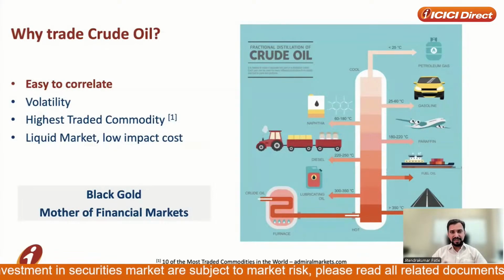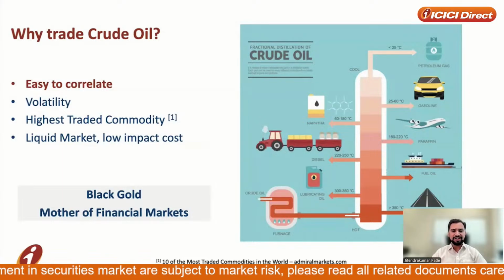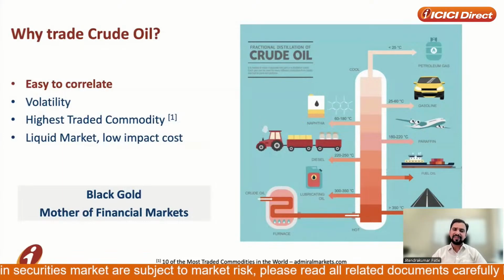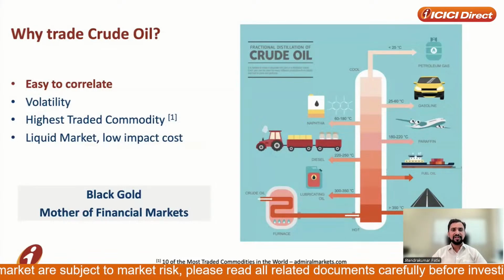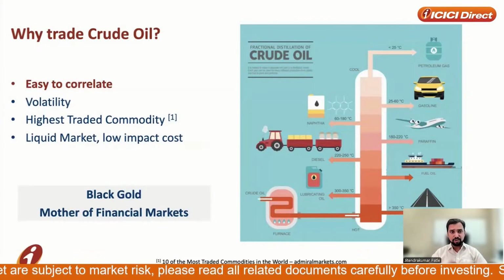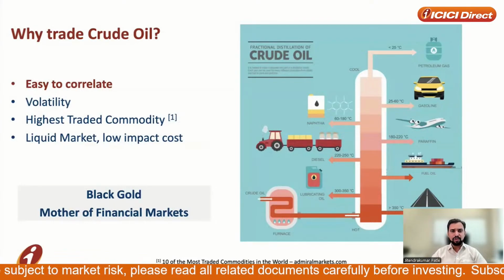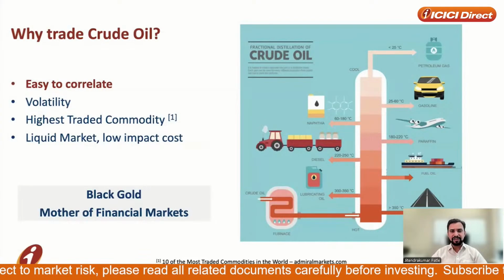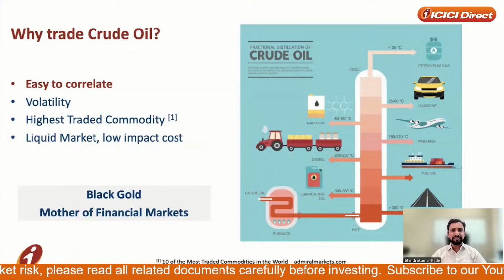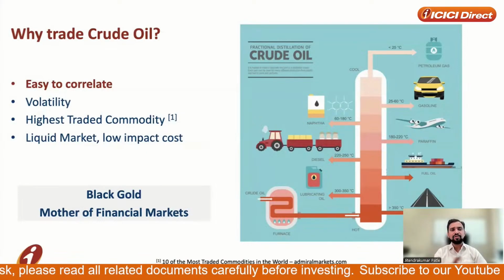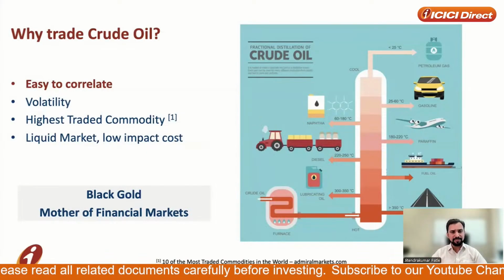And talking about energy, there are two commodities. First is crude oil, and second is natural gas. These are the two commodities traded on MCX. Talking about crude oil, it is very easy to correlate, because in day-to-day life we are using petrol and diesel. Petrol and diesel are derivatives of crude oil. It is derived from the crude oil.